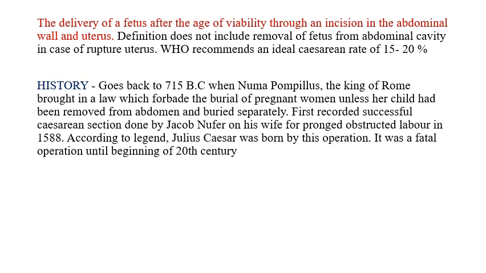So let us go back to the history of caesarean section. It goes back to 715 BC when Numa Pompilius, the king of Rome, brought in a law which forbade the burial of pregnant women unless her child had been removed from the abdomen and buried separately. The first recorded successful caesarean section was done by Jacob Nufer on his wife for prolonged obstructed labor in 1588. According to legend, Julius Caesar was born by this operation. It was initially a fatal operation until the beginning of the 20th century.